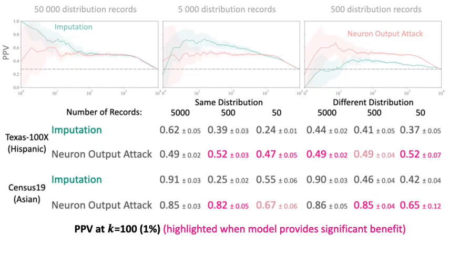We observe a similar trend even when we change the data distribution available to the adversary. The table compares the average PPV values of the attacks for predicting the top 100 Hispanic candidate records for different dataset and distribution settings. Colored values highlight the cases where the model access provides additional information and as a consequence, the neuron output attack outperforms the imputation.